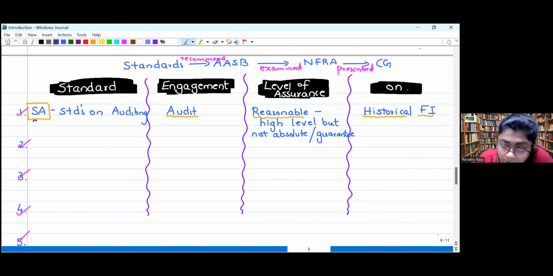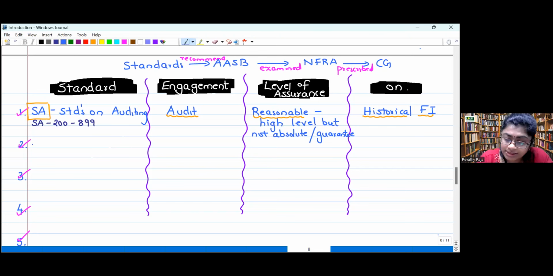But it starts with which number? SA starts with 200. Now, which is the last series ending? I'm just asking you the series. 700 is what you have studied, but that's not the last series. It ends with 800, 899. Don't worry about what the 800 series is; we'll learn it. If this is okay, can we go to two?